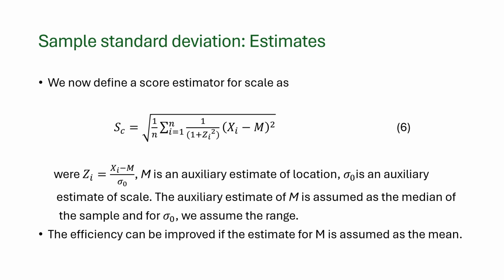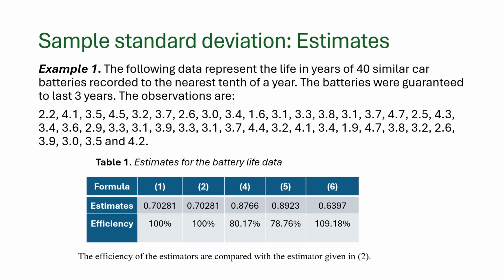And sigma naught is the scale parameter that can also be assumed to be something like range or some quartile range, interquartile range or something like that, to start with an initial estimator for zi. Interestingly, this estimator is going to be very efficient provided m is considered to be the mean. If you are considering median, definitely the estimator becomes slightly poor, but still you get a good estimate. So let's see an example.